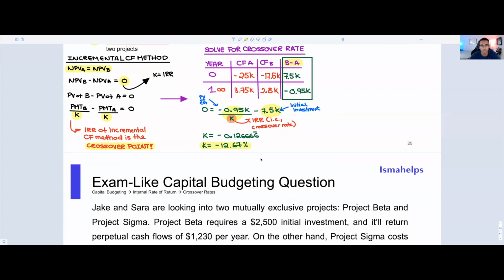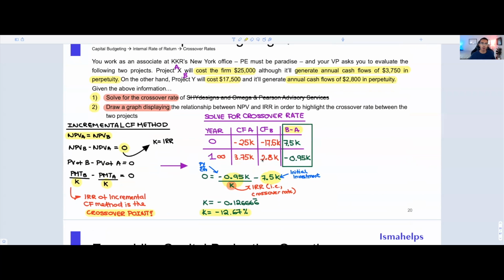Such that for this question, I'm not going to draw a graph to display when a project is better than the other one, because it won't yield a conclusive, exam-like solution. But what I do want you to understand is that that's how we use the incremental cash flow method. Notice how we just had to find the difference between project B and project A, and then we solve for the K because we know that that IRR will be your crossover point between these two projects.